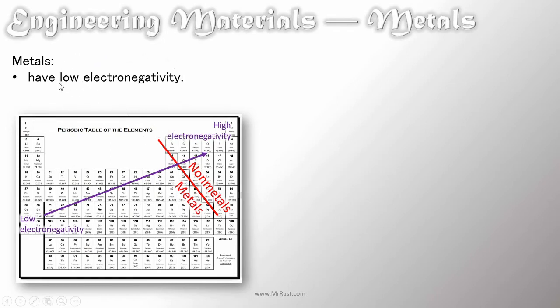A lot of students make a mistake and they think it's high on a test. Why? Because they associate metals with electricity, and so they think it's high. But pay attention. Electronegativity is something we learned about in chemistry, and metals have low electronegativity.